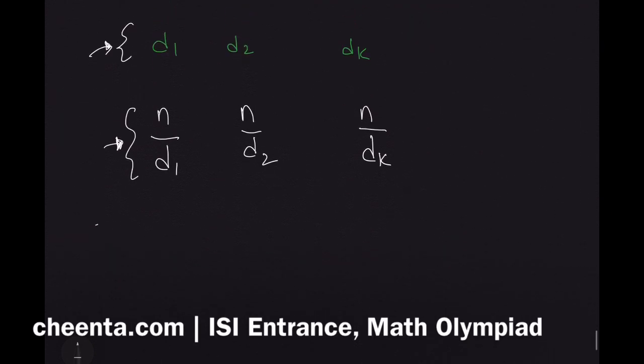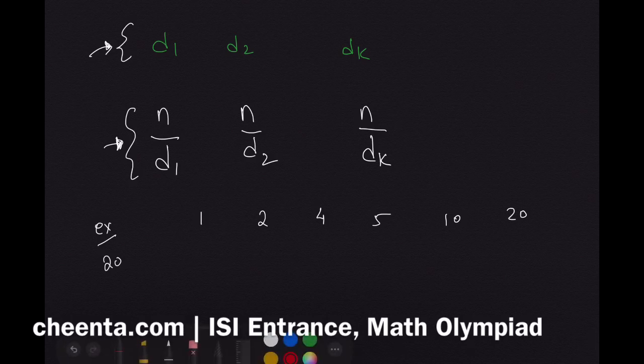Well, take the example again, 20. The divisors of 20 are 1, 2, 4, 5, 10 and 20. And if you take the pairs, it will be 20 by 1, 20 by 2, 20 by 4, 20 by 5, 20 by 10, and 20 by 20. Notice that these are just the first row of numbers in the reverse order, right?